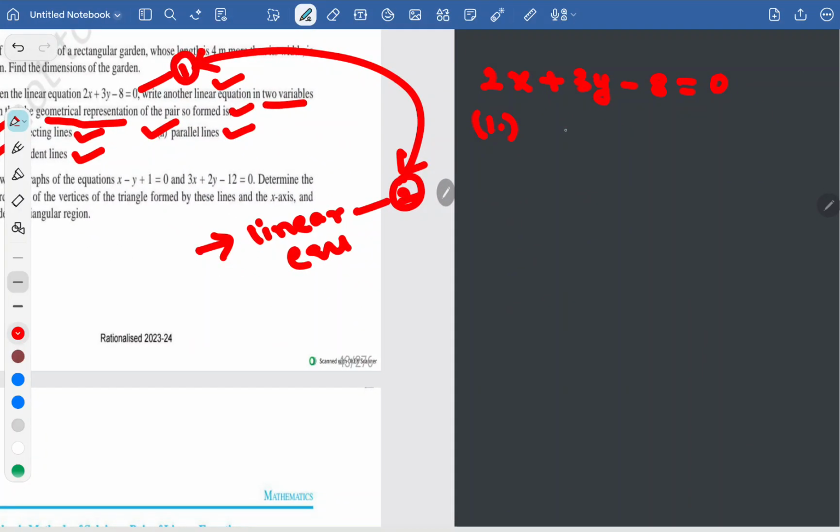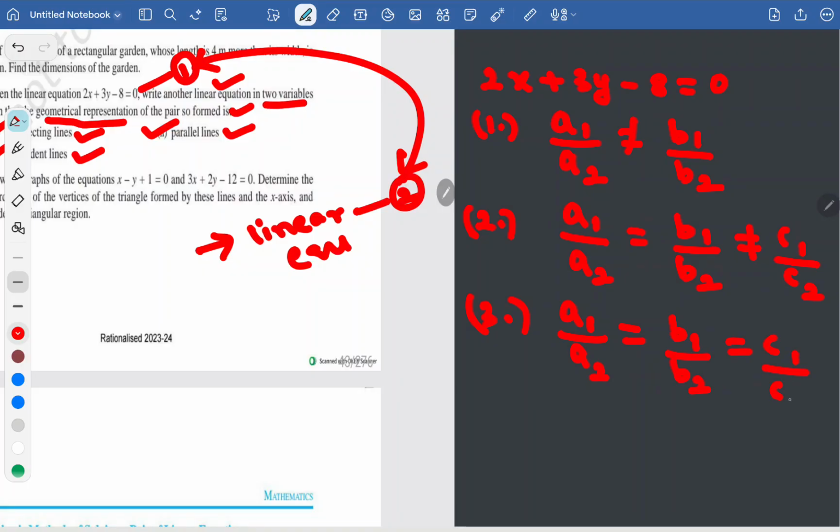First case, for intersecting, what is the ratio? A1 by A2 and B1 by B2 must be not equal. For the second case, parallel, A1 by A2 is equal to B1 by B2 not equal to C1 by C2. For the third case, coincident, A1 by A2 is equal to B1 by B2 is equal to C1 by C2.